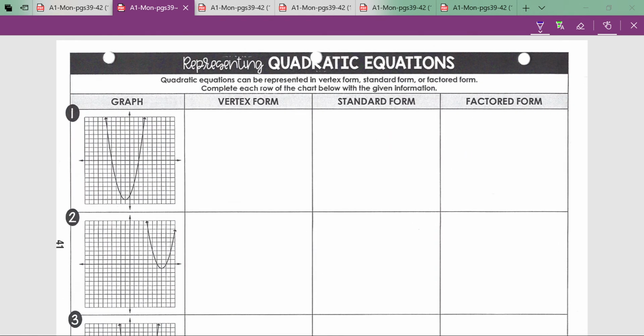So the first thing you need to know is to use vertex form, we need the vertex. Vertex here is always either a minimum or a maximum. In this case, it's a minimum. And that point is negative 1, negative 9. So this is our h and this is our k. So negative 1, negative 9, h, k. Then our equation is a parentheses x minus h, squared, plus k.